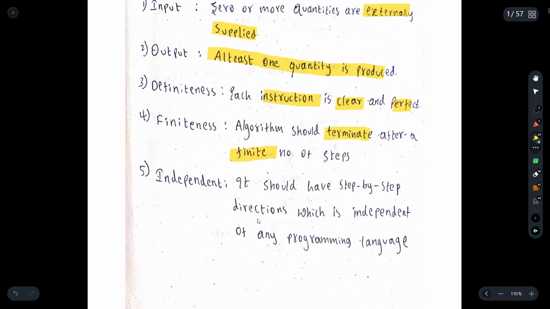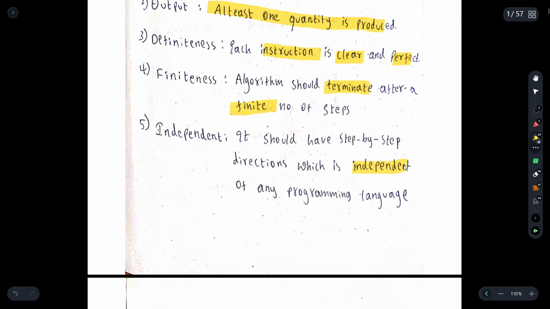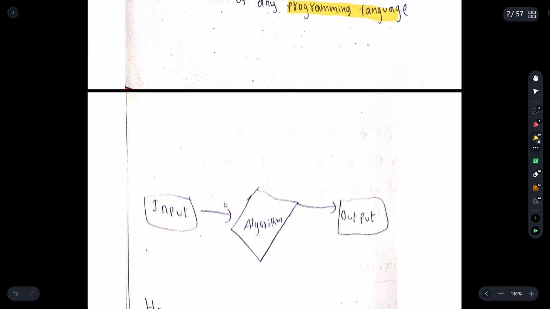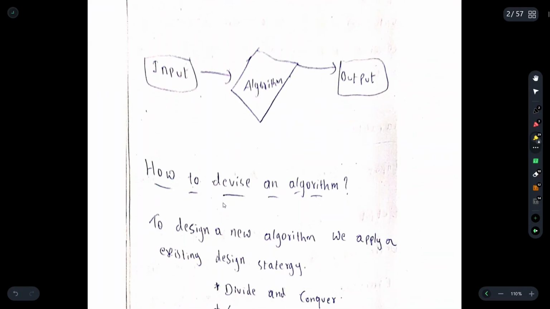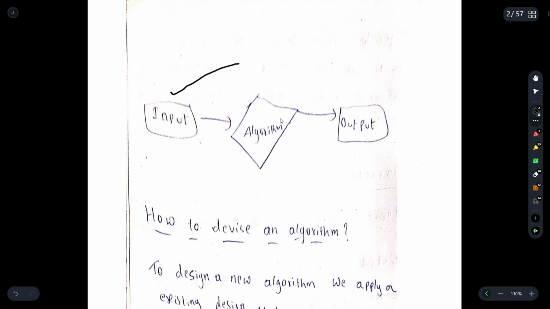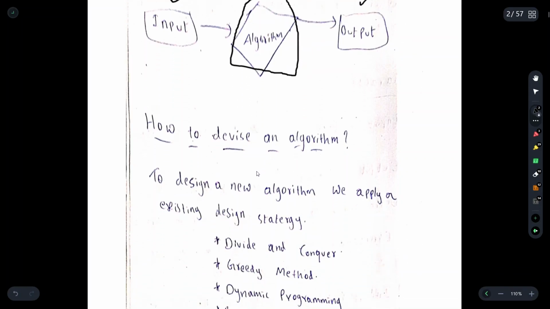Independent: it should have step-by-step directions which are independent of any programming language. The algorithm should be available for any language. It doesn't depend upon any one particular language. So this is a basic thing which we can see. If we give some input to the system, the algorithm will work and then give some output. This is a basic thing which we have seen since our first year.